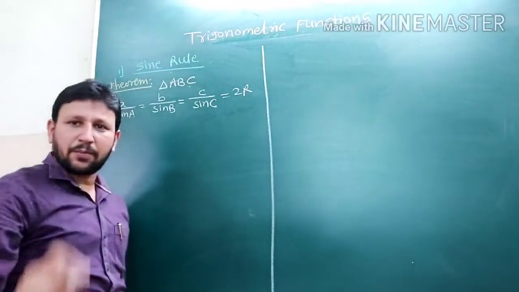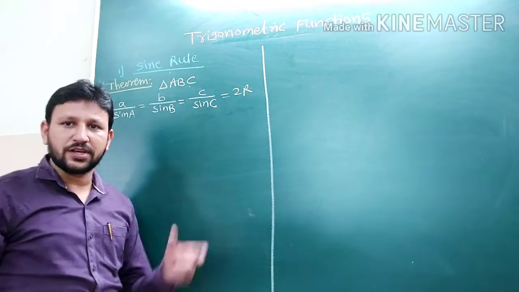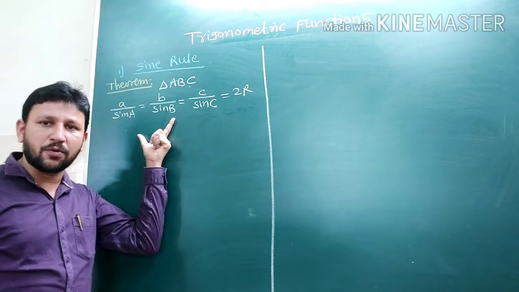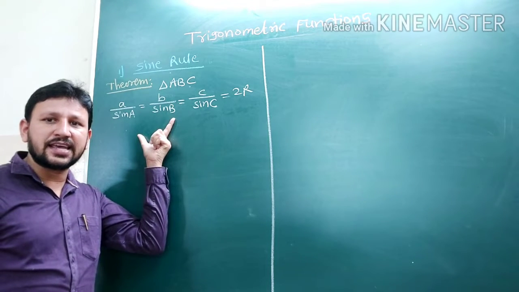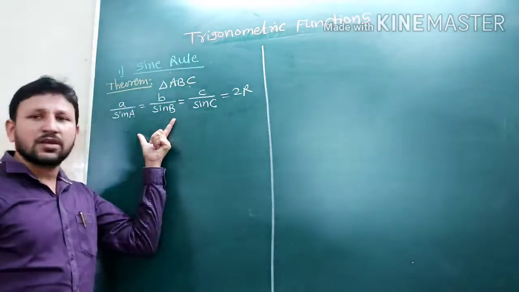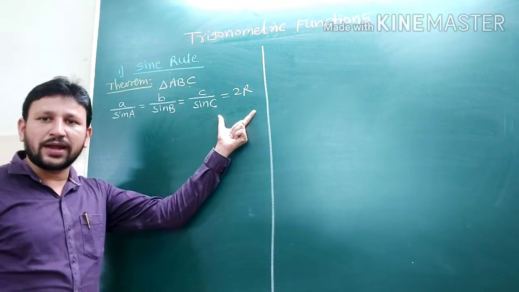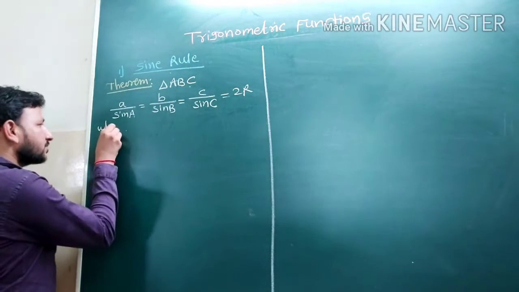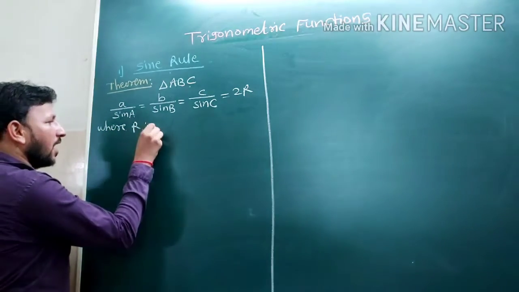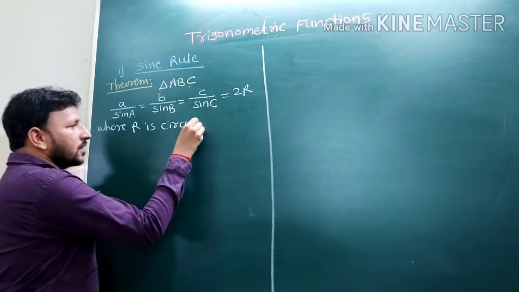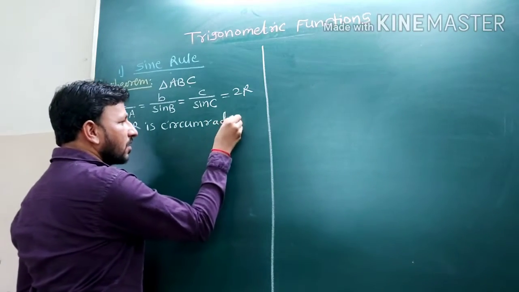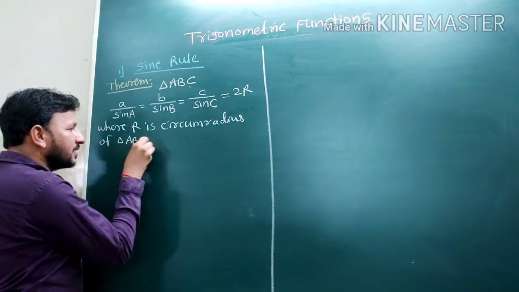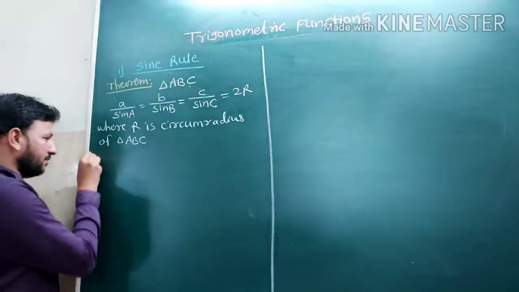Before starting the theorem, observe that the given statement is a upon sin A is equal to b upon sin B is equal to c upon sin C, and all three ratios are equal to 2 times R, where R is the circumradius of triangle ABC. Proof of the theorem.